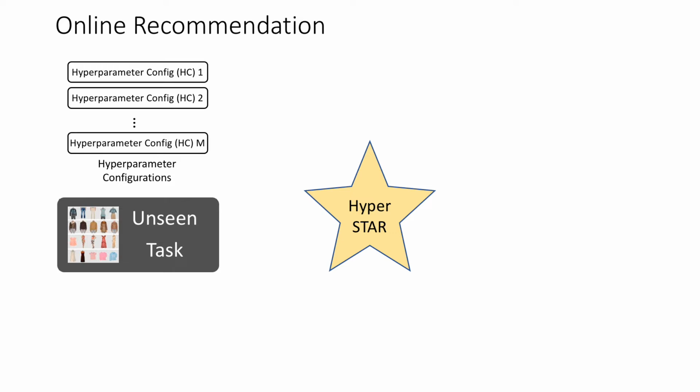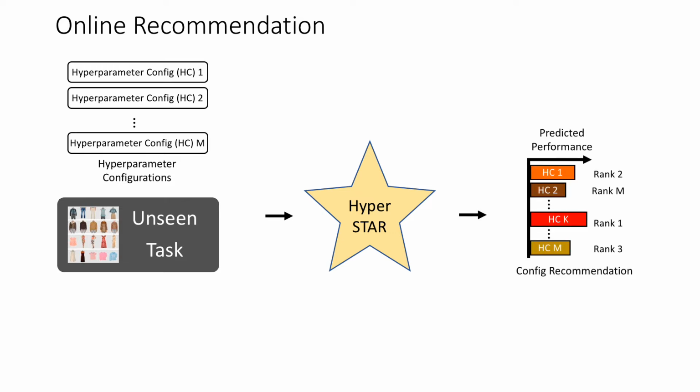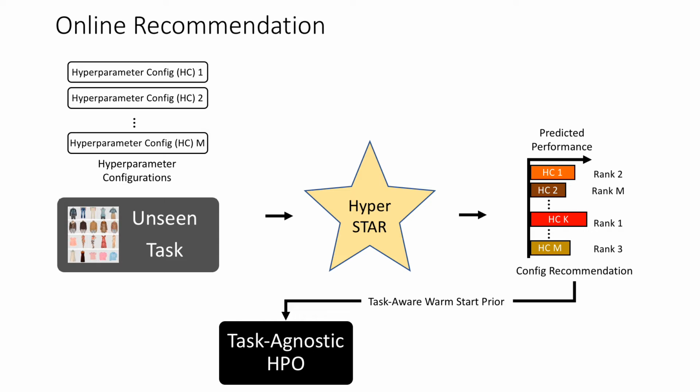Then, in the online recommendation phase, when faced with an unseen task, we use the trained Hyperstar model to estimate the performance for the set of hyperparameter configs and produce a recommendation customized for the given unseen task. This recommendation is used as a task-aware prior to warm start task-agnostic HPO to find the best performing hyperparameter config in lesser time.